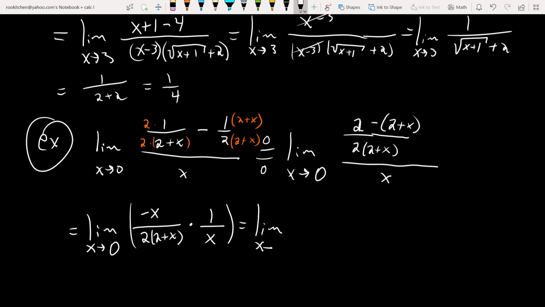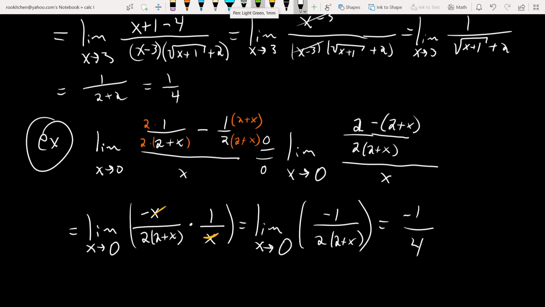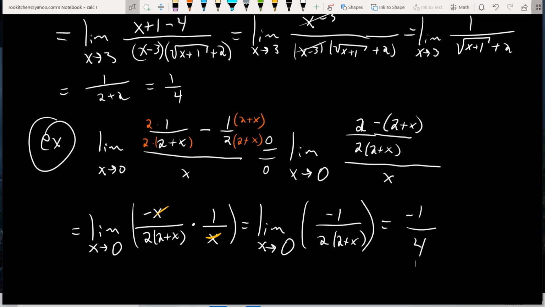Then you get a nice cancellation, right? And you're going to get rid of that 0 over 0 dilemma. This will cancel with this. Don't forget the negatives floating around still. So you get negative 1 all over 2 times (2 + x), which is equal to, now you could do a substitution, right? So that'd be negative 1 over 4, and you'd be done. Okay, so we'll leave it at that, and I'll see you next time.